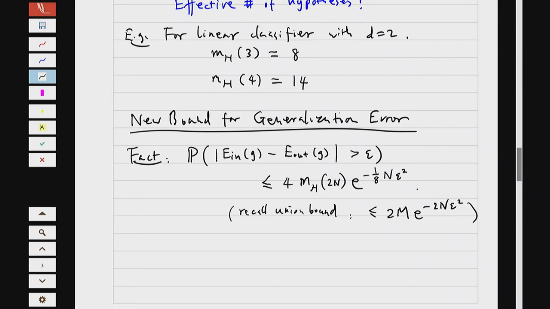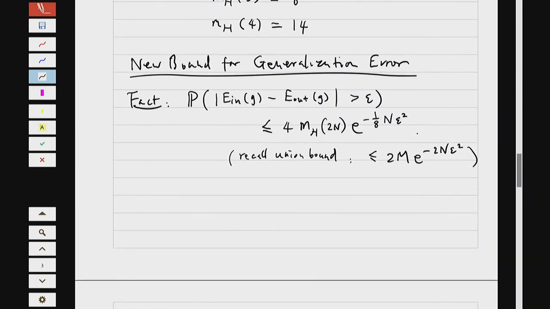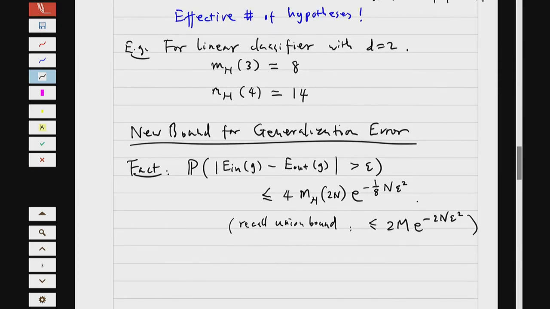The proof is in the textbook if you want to read it, but I would say there's no need if you don't want to bother with this kind of algebraic detail. But the whole point is that now we have successfully replaced the number of hypotheses by the effective number. The number of hypotheses can be infinity, but the effective number is finite, right? In the linear case, m is infinity. But our effective one is finite. Well, it's going to be dependent on n, it just goes up with n. So it depends on what n is.